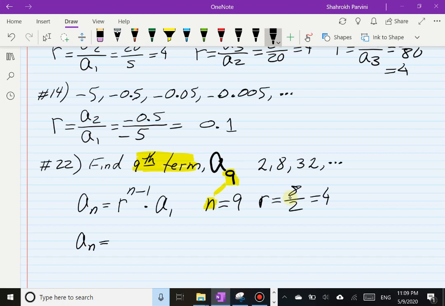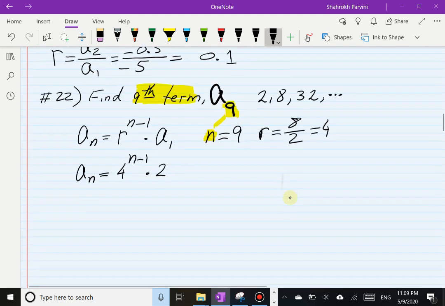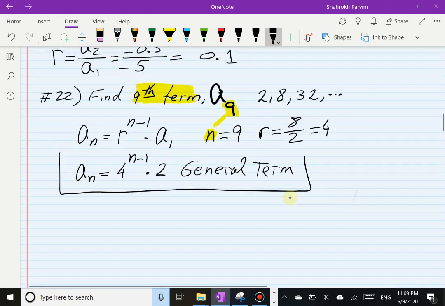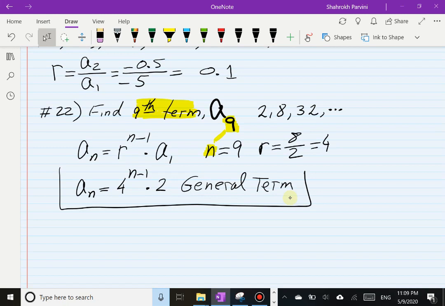So the nth term, meaning any term in the sequence, is given by r, the common ratio 4, to the n minus 1 times the first term. The first term is 2. And there you have it. So the answer to this one is, this is for any term. Again, this is what we call the formula for the general term. Now, to make it work for the 9th term, I'm going to write a sub 9, and that's when n is 9.